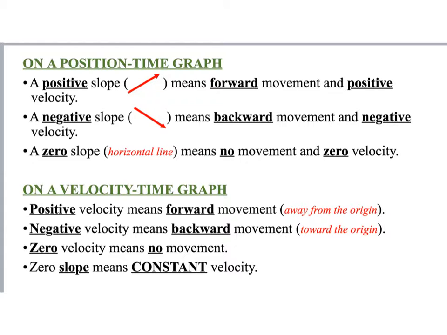When you're looking at a position time graph, a positive slope, meaning going up and to the right, means that the object is moving forward in a positive direction and has positive velocity. A negative slope, meaning down and to the right, means the object is moving backward or back toward the origin. It also has a negative velocity. If you have a zero slope on a position time graph, that means the object is not changing position, so it is not moving, and we know that that means it has a zero velocity.